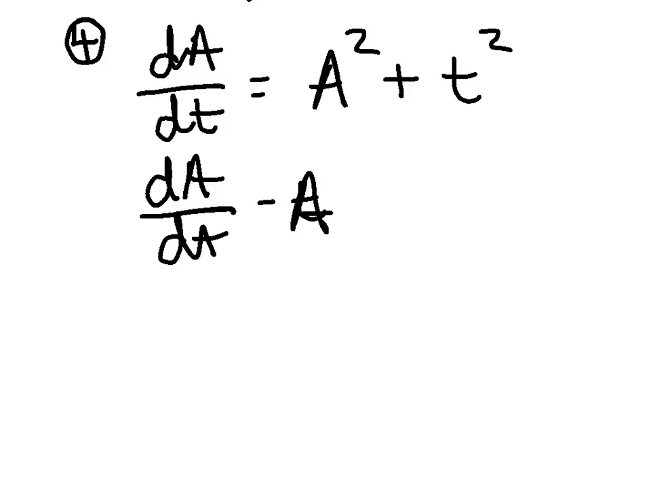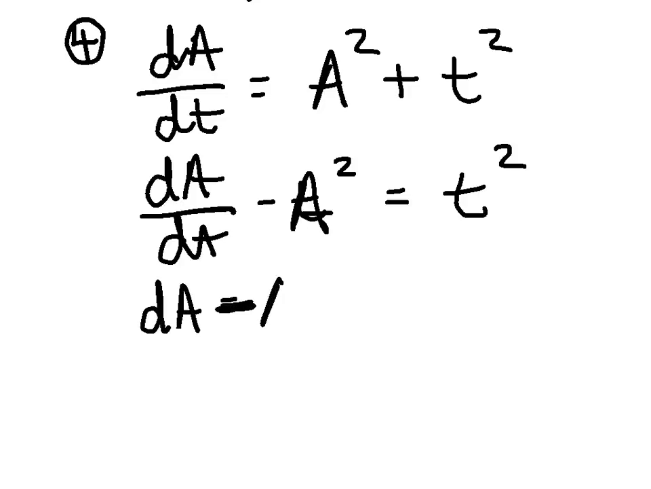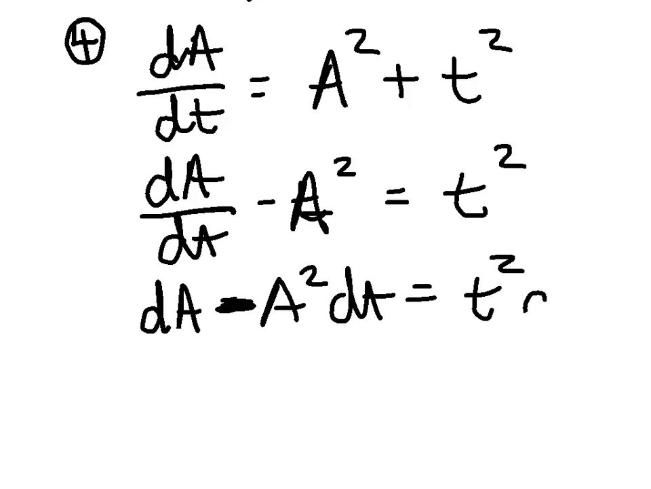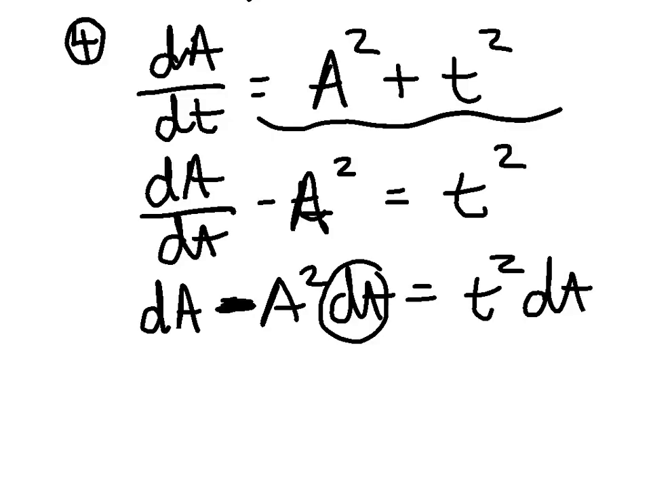Or maybe subtract the a squared would be a more logical attempt. But then what happens is you've got to multiply each term by dt. So you'd get dA equals minus a squared dt equals t squared dt. And unfortunately, this dt is lingering on the left side. I can't think of any way to completely separate the variables. So this one's not separable, and it's not even close to being logistic. What we have over here didn't fit our model whatsoever.